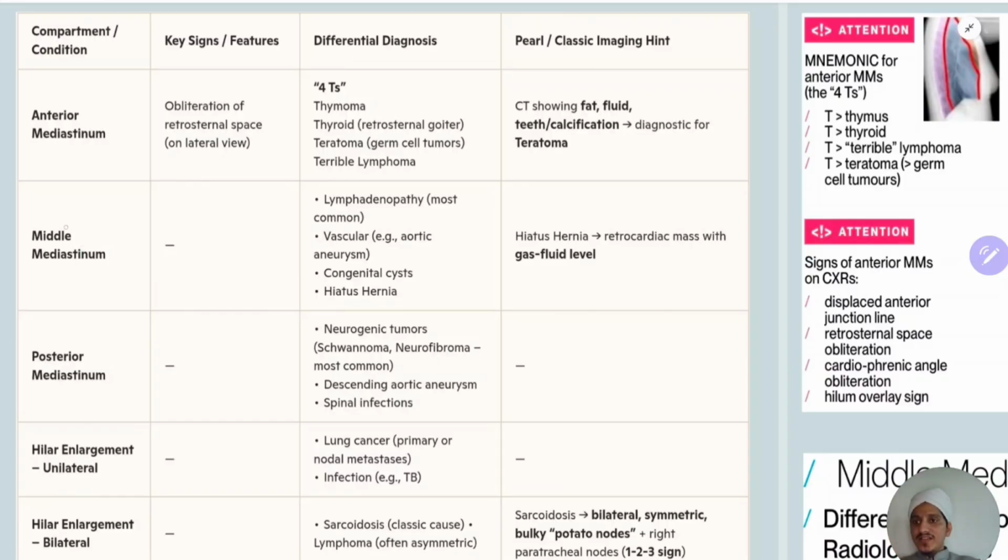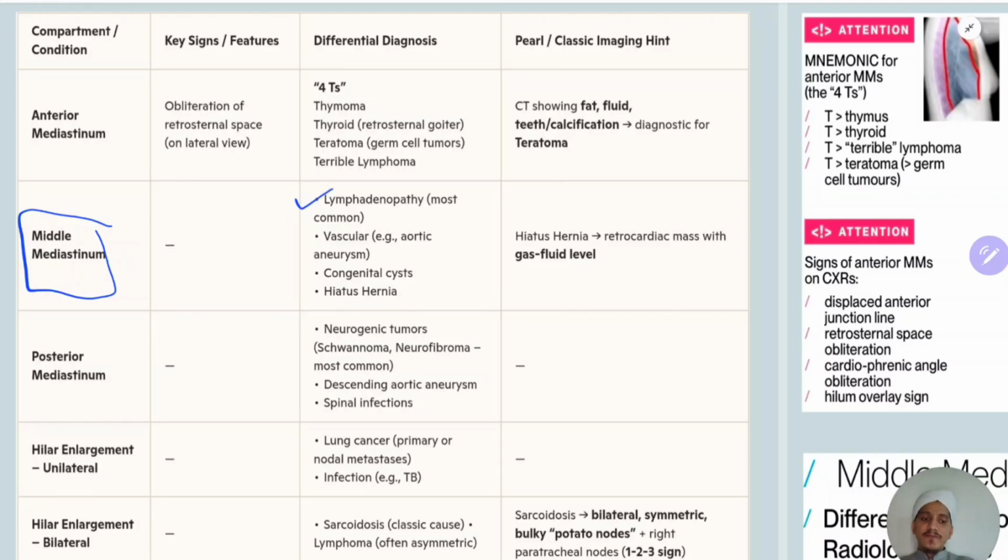Now coming to the middle mediastinum. Depending upon the Hilum overlay sign, you will know whether it is in the middle mediastinum. If the hilar silhouette sign is present, then the mass is in the middle mediastinum. If the hilar silhouette sign is absent, then it is not in the middle mediastinum. So if it is in the middle mediastinum, what can be the differential diagnosis?